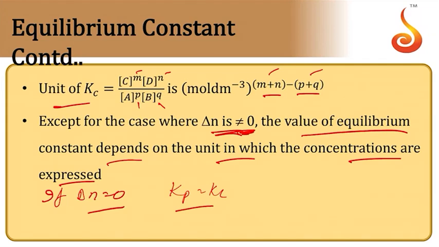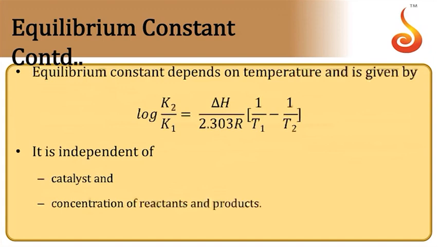If delta n is not equal to 0, the value of equilibrium constant depends on the unit in which the concentrations are expressed. Some more points related to equilibrium constant. Equilibrium constant depends upon the temperature of the reaction and is given by log of K2 by K1 is equal to delta H by 2.303 R into 1 by T1 minus 1 by T2.